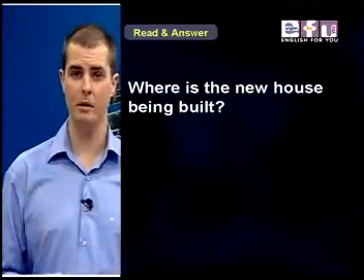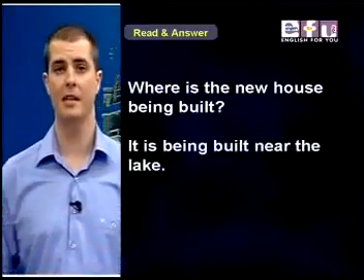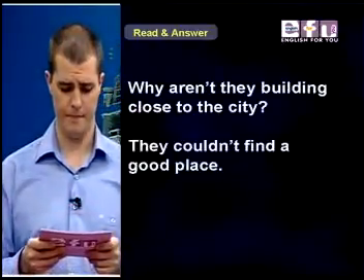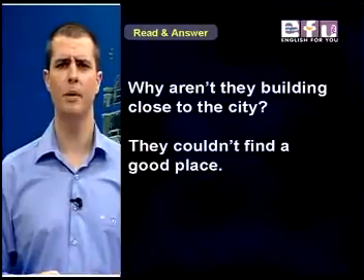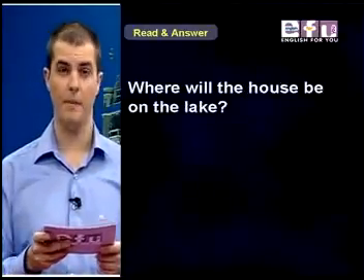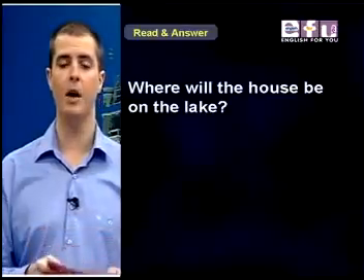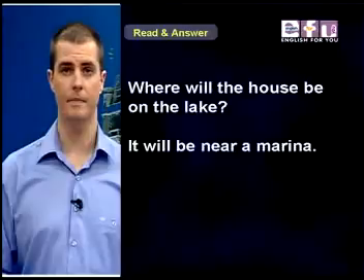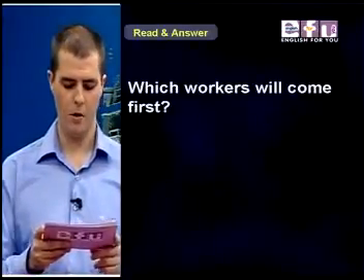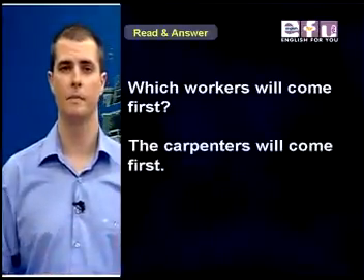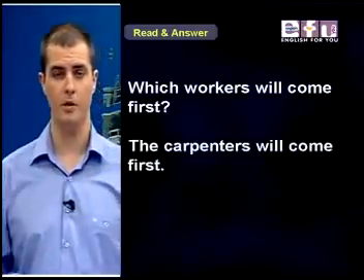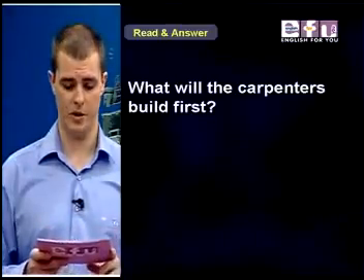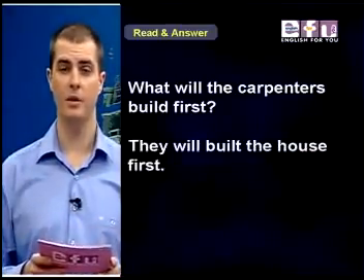Where is the new house being built? It is being built near the lake. Why aren't they building close to the city? They couldn't find a good place. Number 3. Where will the house be on the lake? It will be near a marina. Number 4. Which workers will come first? The carpenters will come first. Number 5. What will the carpenters build first? They will build the house first.